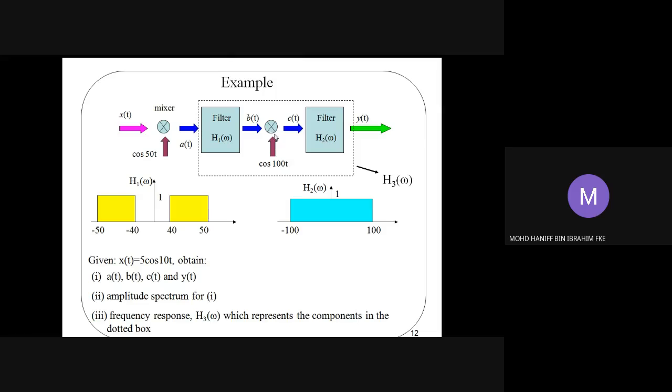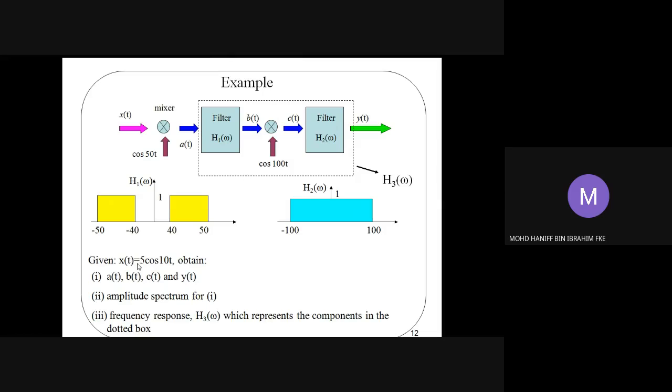BT is multiplied with the cosine of 100t, and the result of this multiplication will produce CT. CT will then be multiplied with H2 omega, which is the second filter response. For the second filter response, it is between negative 100 and positive 100, with an amplitude of 1. The output is YT. So this is the system's configuration.